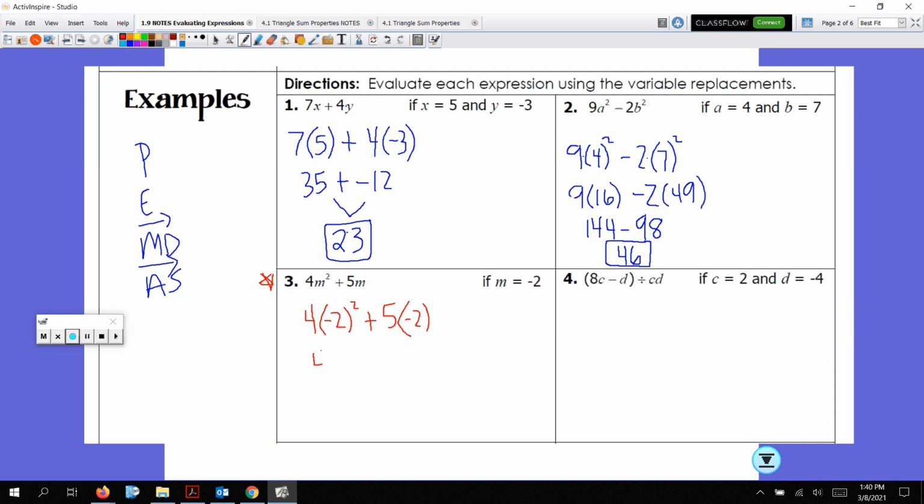So this gives me 4 times 4, and then plus 5 times -2. Well, 4 times 4 is 16. 5 times -2 gives me -10. Now I have 16 minus 10, which is +6.